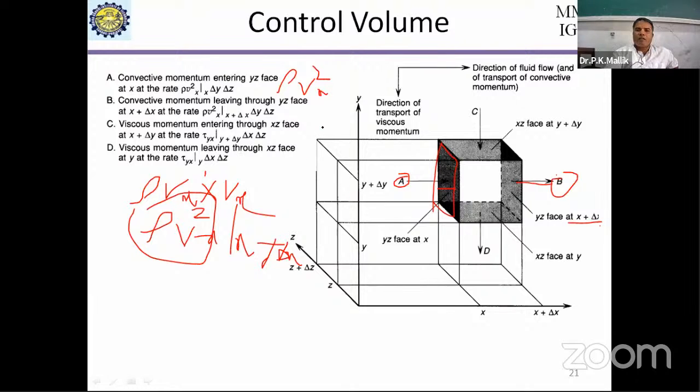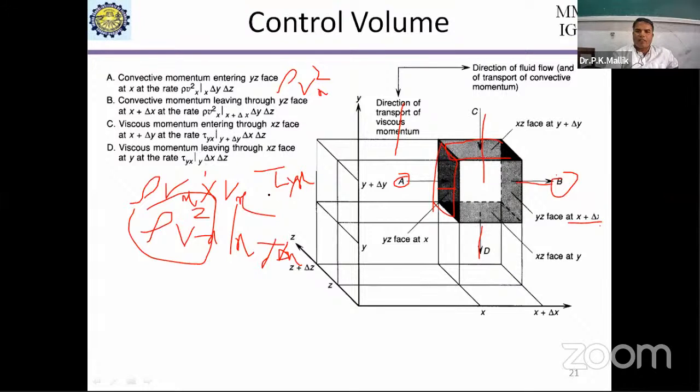So similarly, the viscous momentum enters from the top to bottom. So the phase here is the XZ phase through which it enters the control volume and leaves the control volume in these directions. So then you can write this viscous momentum very simply. This is tau yx, because the velocity is in the x direction and the momentum is in the y direction.